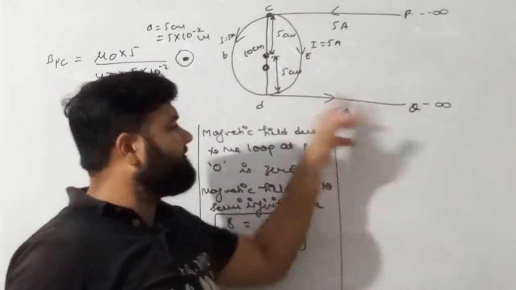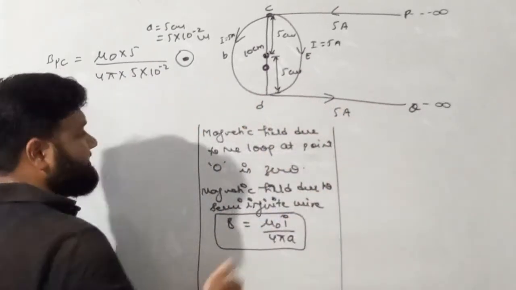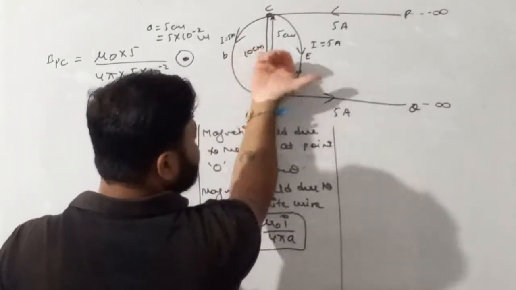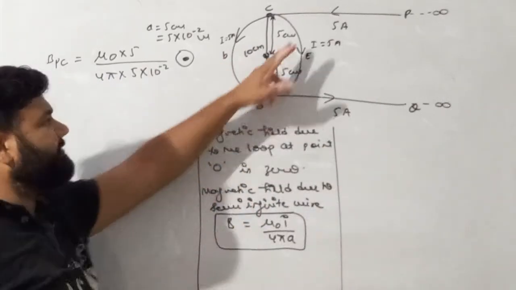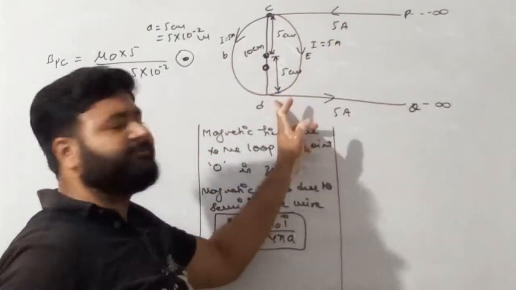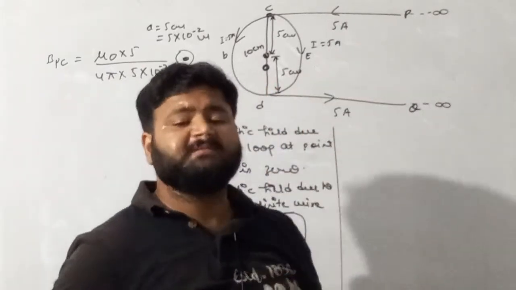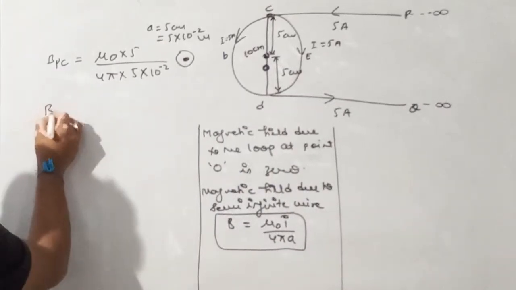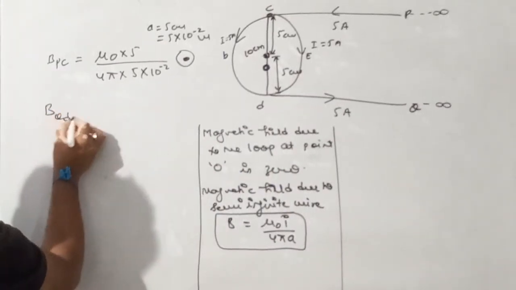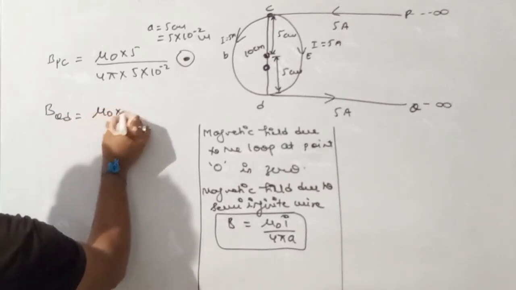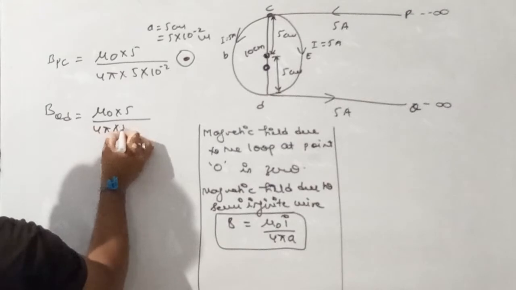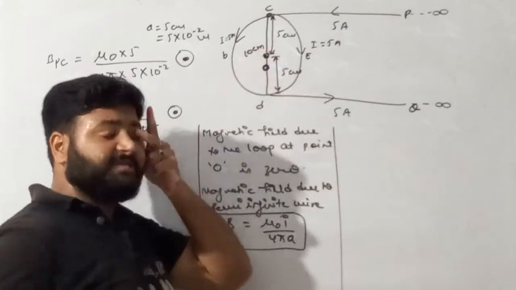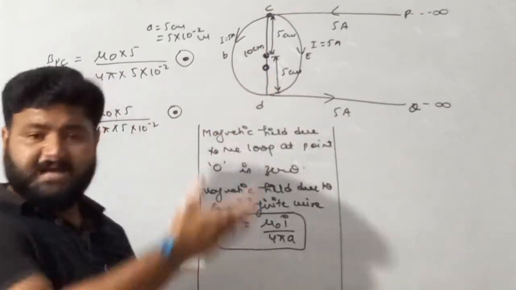Similarly, my dear students, the second wire is also of semi-infinite length. Let's discuss the direction. The direction of current is like this, and curling the fingers, the fingers come outside. So my dear student, due to wire PC and due to wire QD, the direction of the magnetic field at point O is the same. So I am writing here the magnetic field due to QD, it is nothing but mu naught into 5 upon 4 pi into 5 into 10 raised to the power minus 2, and due to this wire, the magnetic field at point O is away from the plane.